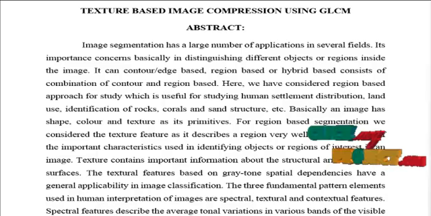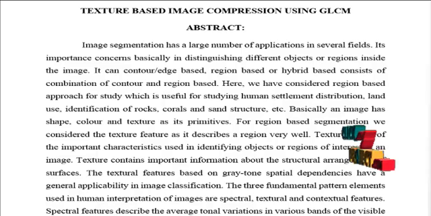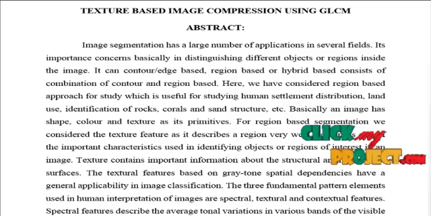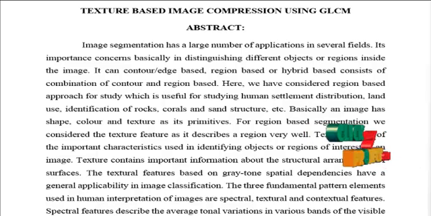in the images. Basically, an image has shape, color, and texture as its primitives. For region-based segmentation, we consider the texture feature as it describes the regions very exactly. Texture is one of the important characteristics used in identifying objects or regions of interest in an image. Texture contains important information about the structural arrangement of the surfaces. The textural features based on spatial dependencies have a general applicability in image classification.